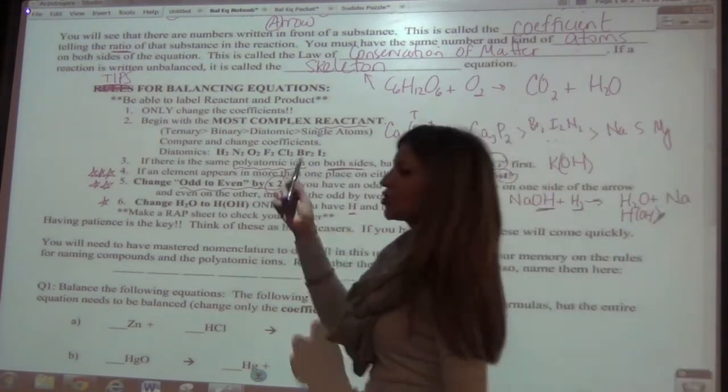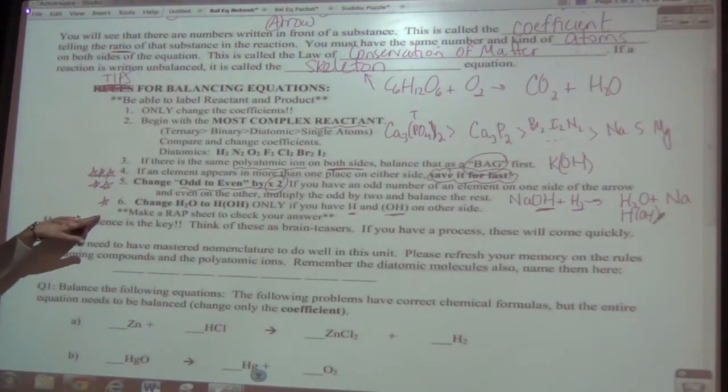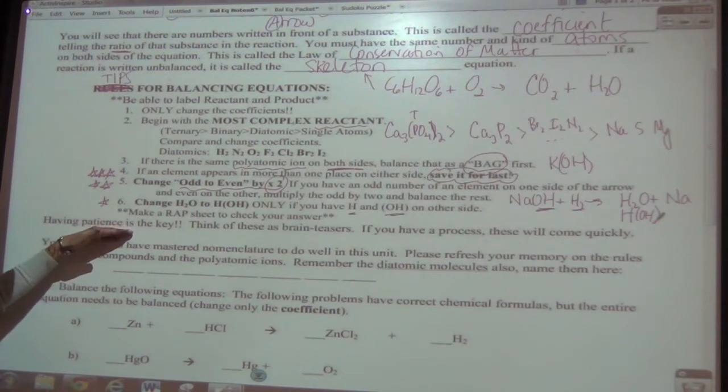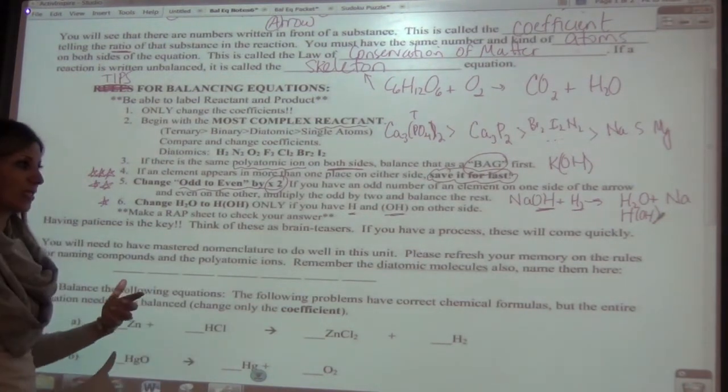Okay, so that's the change water to HOH, and I'll show you how that works a little bit later also. Having patience is the key. Think of these as brain teasers. If you have a process, they come quickly though, okay?